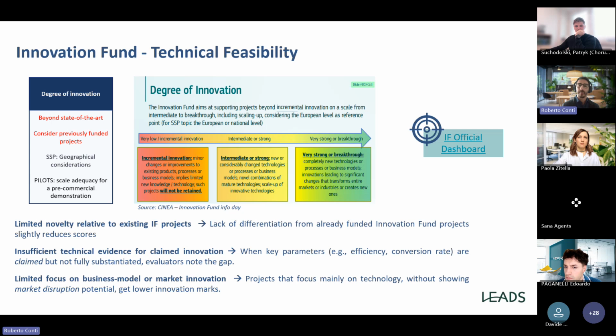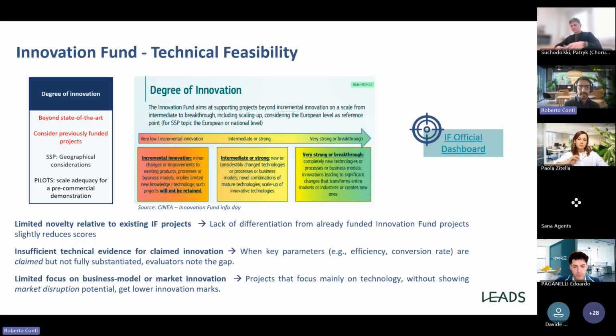You can check the dashboard, a public dashboard available on the web by CINEA, and you can find there all the Innovation Fund projects funded. You can take information about these projects, and you can use it to compare your project. The degree of innovation, let's say, goes from an incremental innovation, then an intermediate to strong innovation, and then we have very strong or breakthrough innovation.